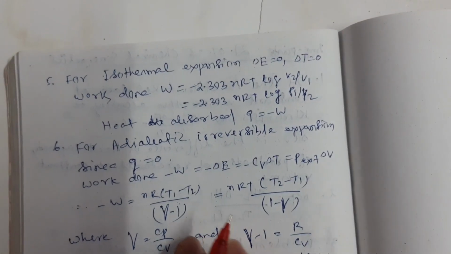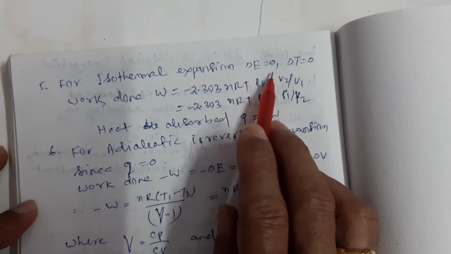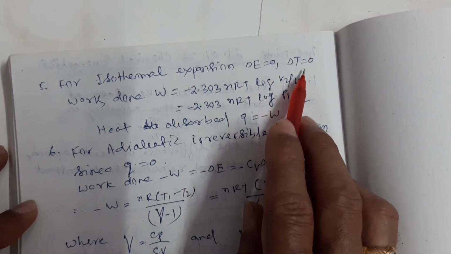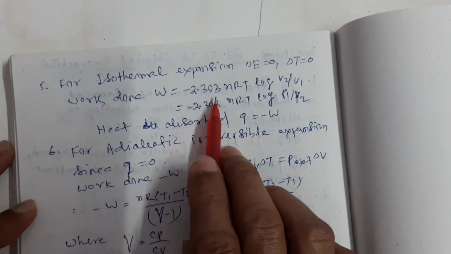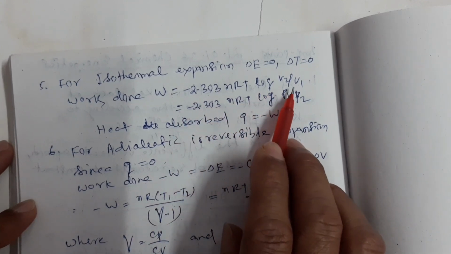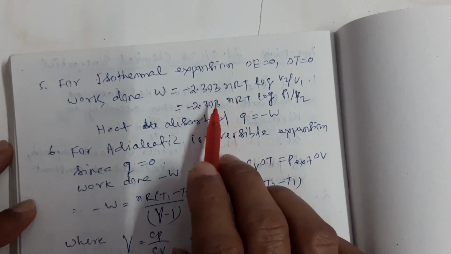Okay students. Next point. For point 5, for isothermal expansion, ΔE is equal to 0 and ΔT is 0. Work done W is equal to minus 2.303 nRT log V2 by V1. So these relations you have to remember for problem solving.